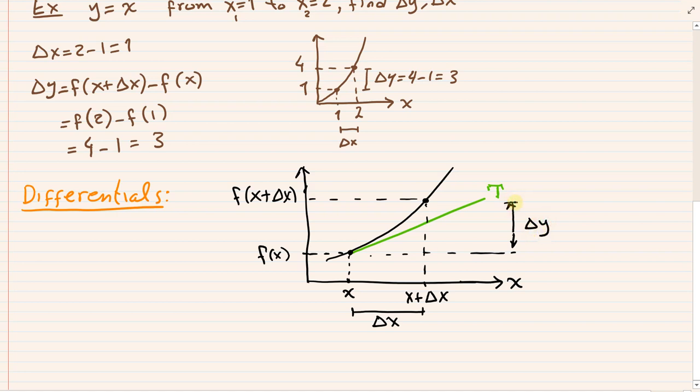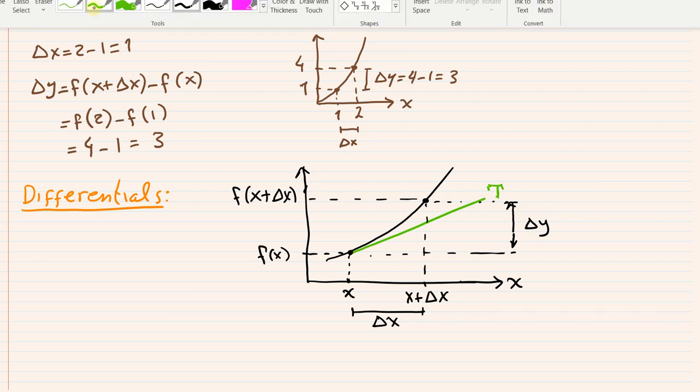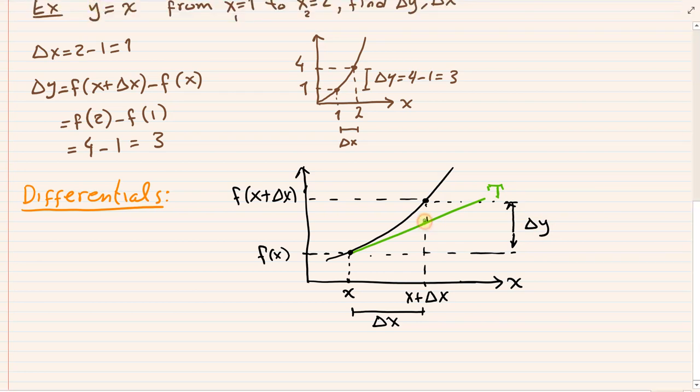Now, we can see that we can approximate this delta y, that change, using the tangent line. If I use the tangent line, I can say this would be the approximate change in y, wouldn't it? This distance right here. So this distance, from the tangent line to the lower point f of x, is going to be dy. Now, dy is the differential of y.